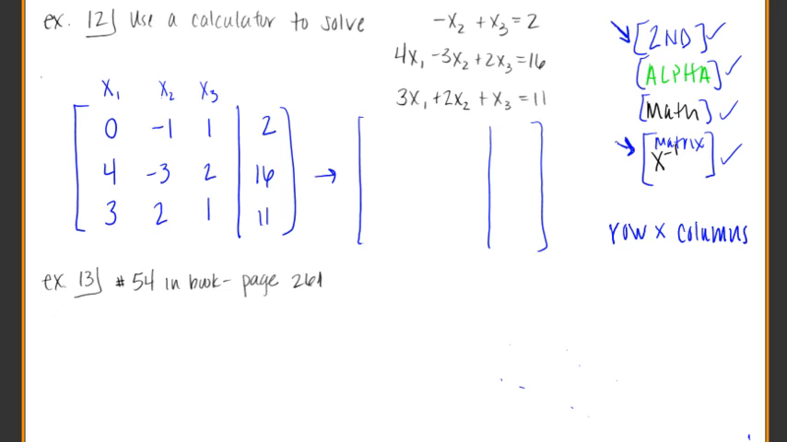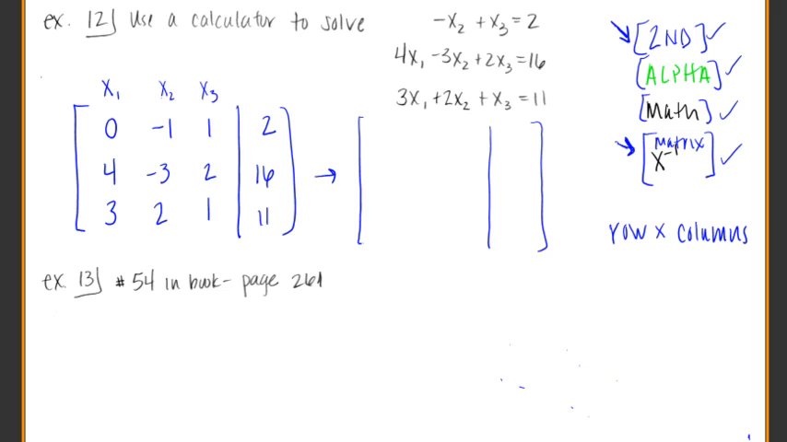Over here it looks like we have 3 rows, so you're going to hit 3 and enter, and the number of columns is 4. So we have x1, x2, x3, and then what they equal. So then you'll hit 4 and hit enter. And then it's going to set you up, and all you have to do is start entering numbers in. So the first number we want to enter is 0. So hit 0 and then hit enter.